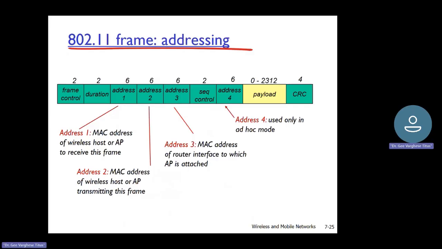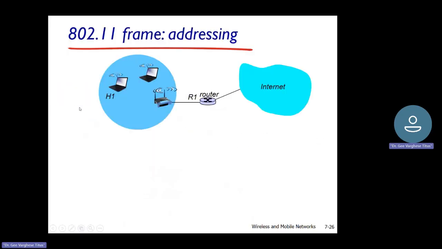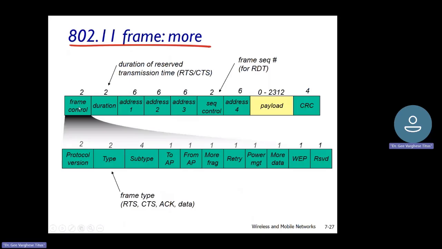Now, the next thing that you should be drawing in a 14 marks question might be the frame structure for an 802.11 frame. Too much elaboration might not be required. So you have a frame control. This is a frame control structure with a lot of fields. The most important thing is the type. The type can be an RTS, CTS, acknowledgement, or data. RTS is request to send, CTS is clear to send.